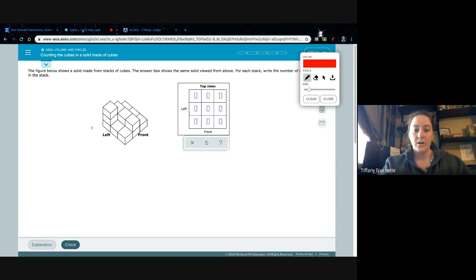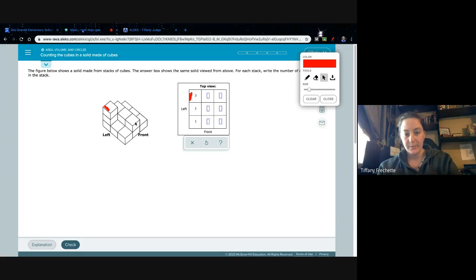Okay, this definitely is a little bigger, but we're just going to match it. So this corner is this one here. We have 1, 2, 3 cubes, so I'm going to go ahead and type in 3. And then we're going to go over here. I have 1 and 1.